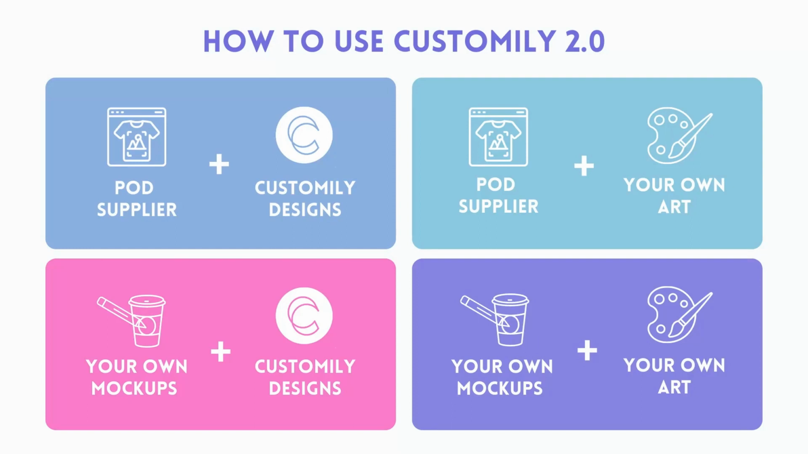On the other hand, if you have your own products and are not interested in working with a print-on-demand provider, the way to go is to start by populating your product base. After you have your own product mockups, you can choose to add a design from Customily's library to them and create and publish products really fast. Or you can, of course, add your own designs to your own products.